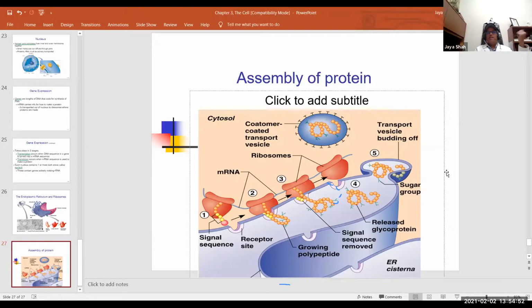That is all about the cells today. So we talked about the general structure of the cells, then three major regions of the cells, and we talked about cell transport, we talked about cell diversity and all the organelles and their functions.